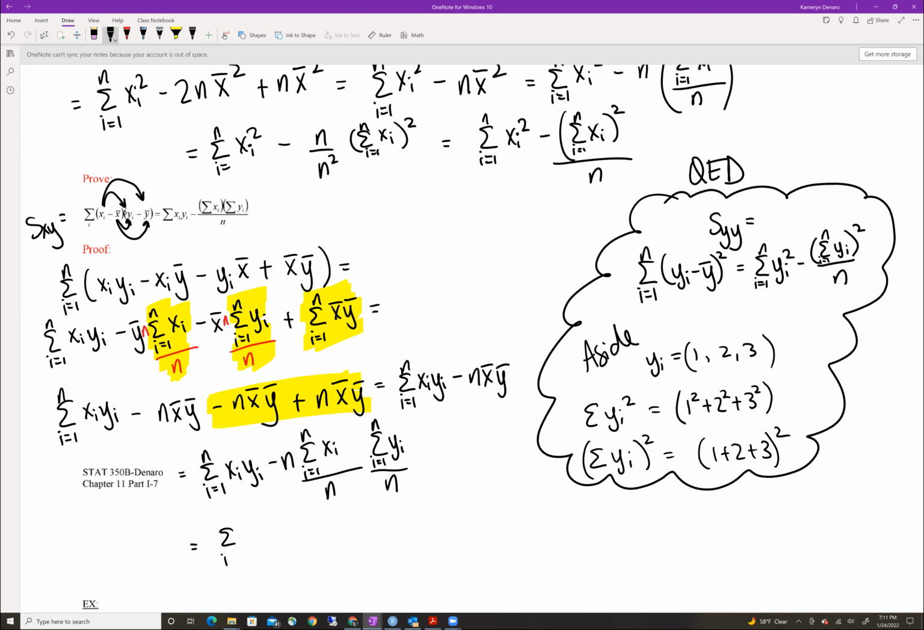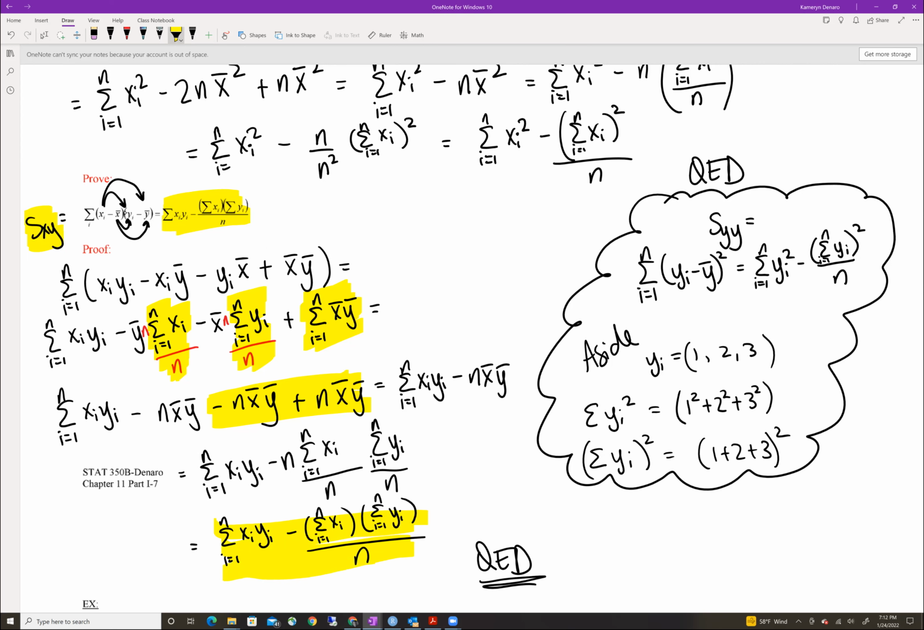Almost there. Summation i equals 1 to n xi yi minus the summation i equals 1 to n of the xi's times the summation i equals 1 to n of the yi's. All of that is just over a single n. And now you can see that we are done. QED, right? Because we just ended with our SXY equaling the right-hand side. And our proof is finished.